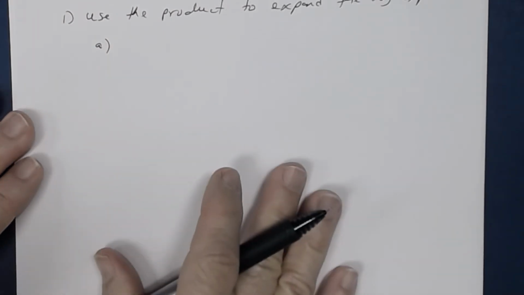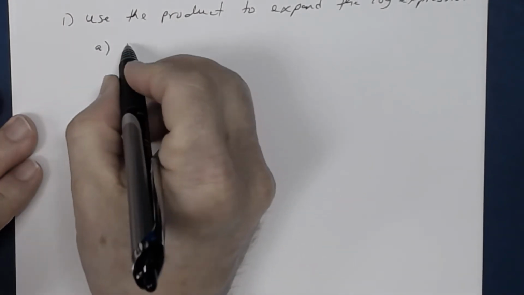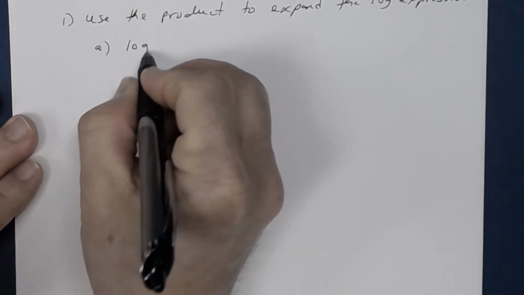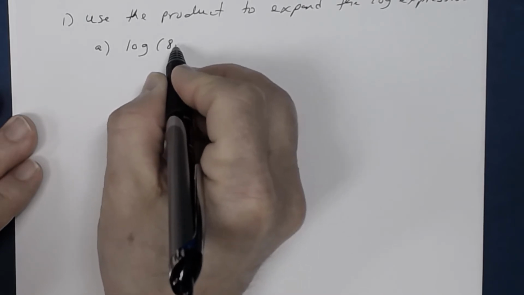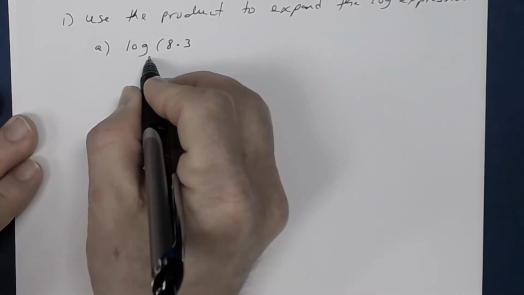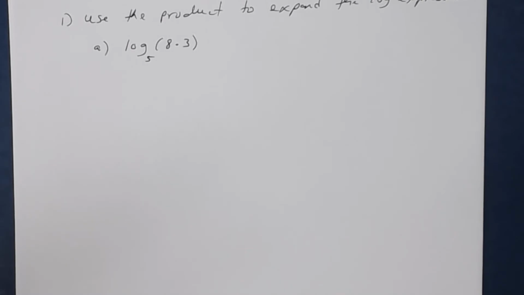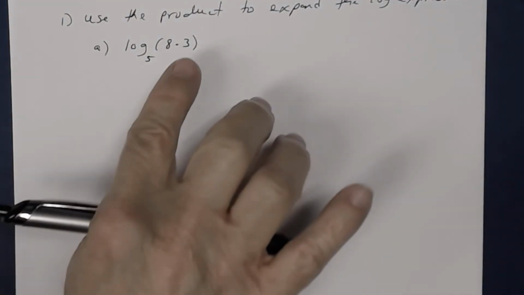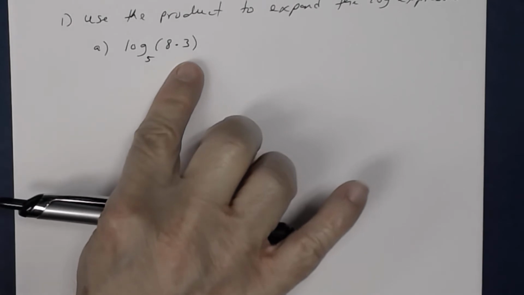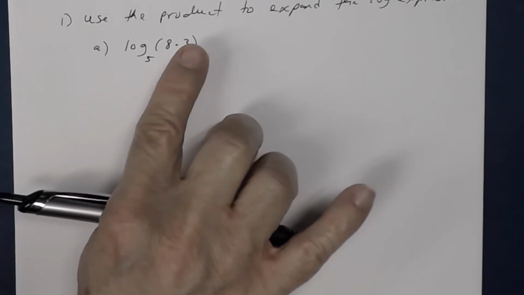So in part A, let's suppose I want you to expand this. So let's say we had the log of 8 times 3 base 5. All they want you to do is expand it. So don't write it's 24. That's not what they want you to do. They want you to use the product rule.